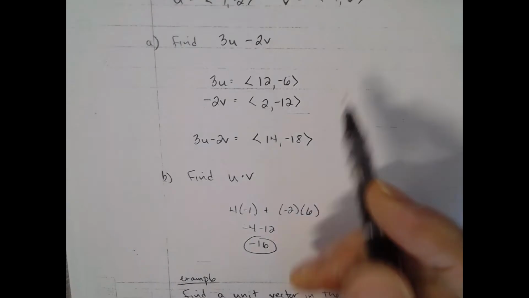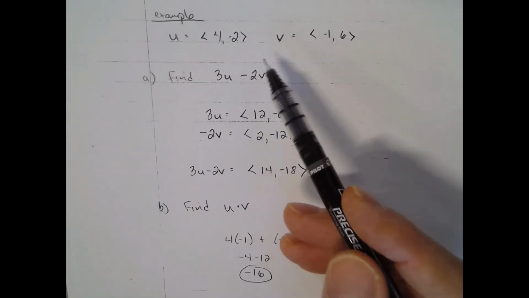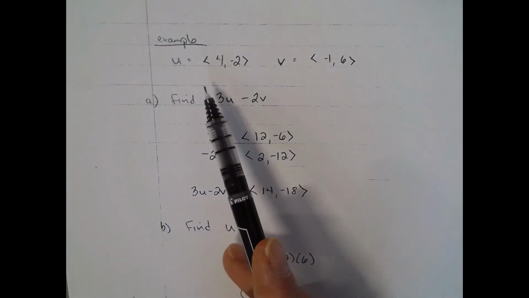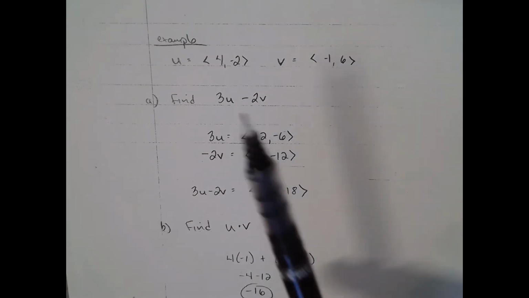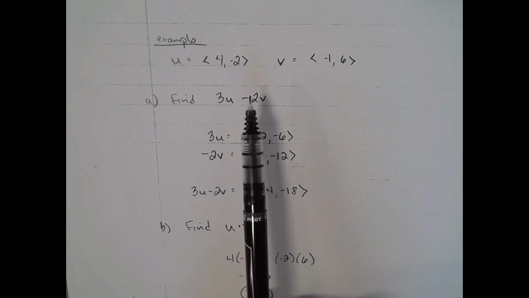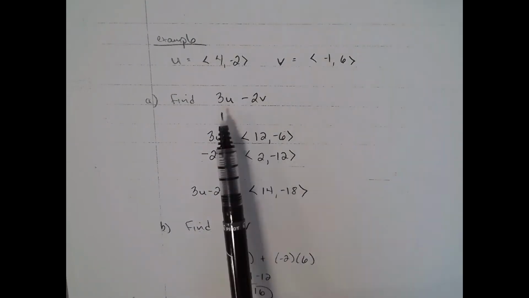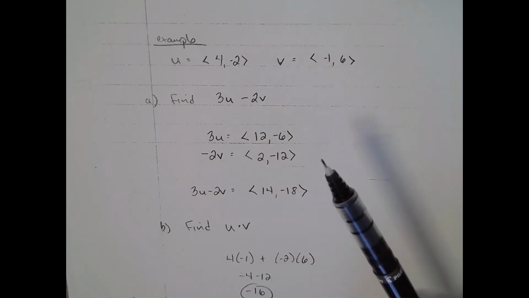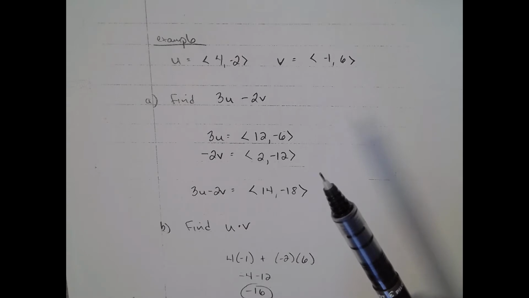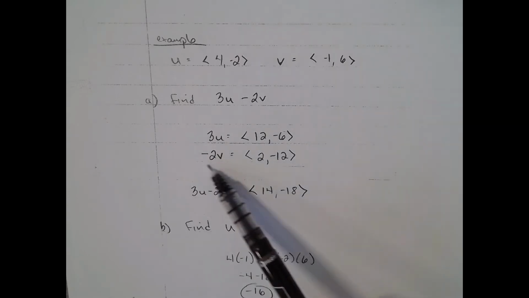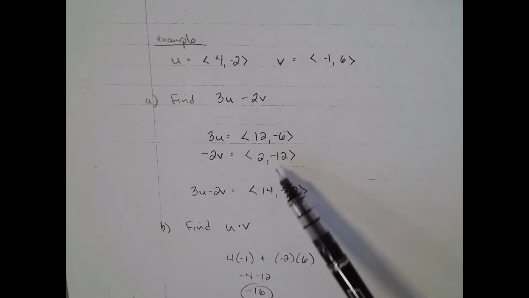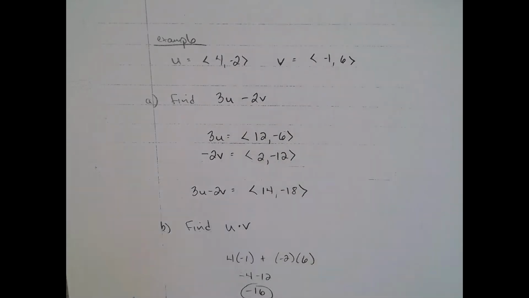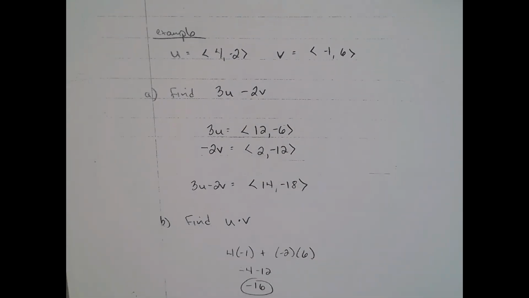All right. So just some arithmetic. There's my u, there's my v, then 3u minus 2v. It's just how you intuitively would think. You distribute the 3, distribute the negative 2, and then just combine the horizontal and the vertical, as you might expect.